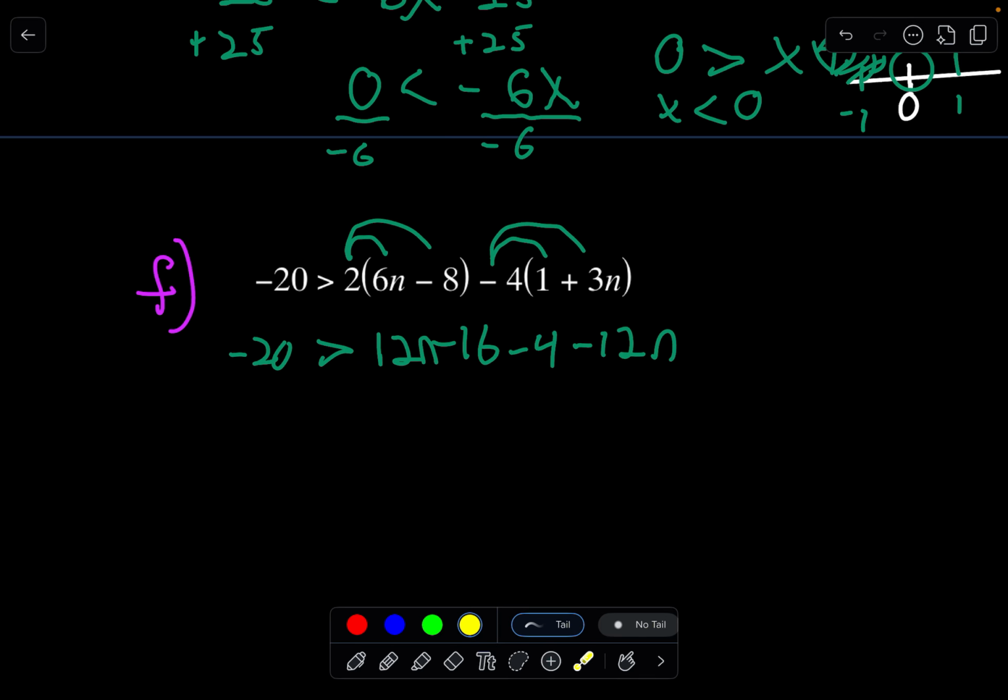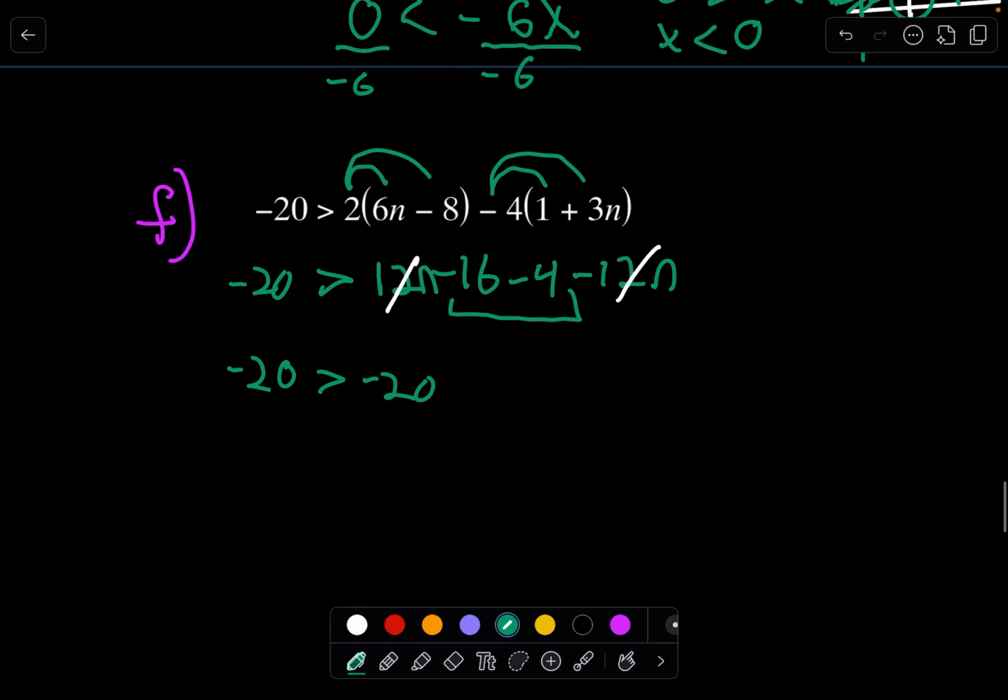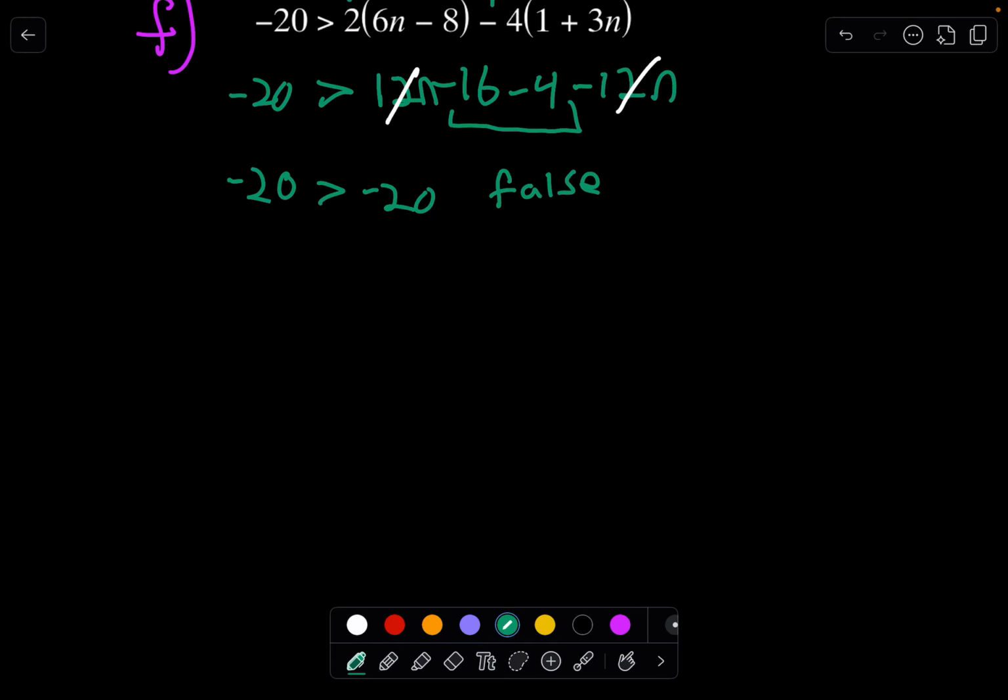And we're left with a statement that is -20 greater than, now combine -16 minus 4, -20. Is -20 greater than -20? No, it's not. This is false because -20 is equal to -20. So this is one of those odd problems. So since you have a false statement that -20 is greater than -20, we say no solution.